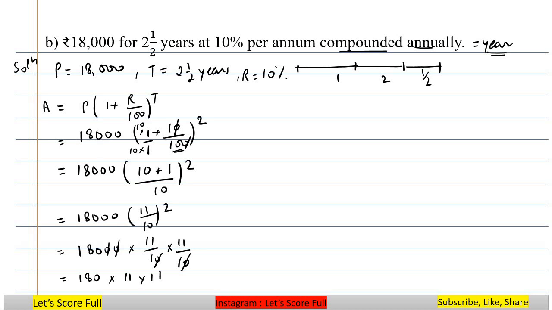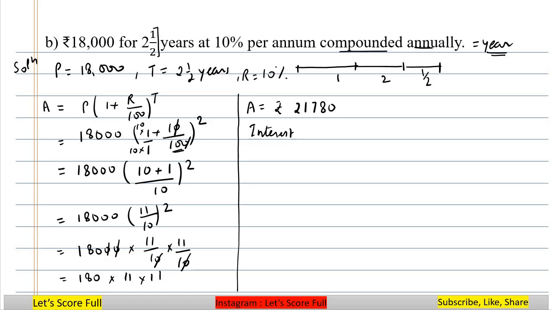And this will give you rupees 21,780. I'll draw a line here. Now this is the amount for 2 years, but we also have this half year left over here, and I said when it is not the whole compounding period, then for the remaining time, that is half year, I will calculate simple interest.